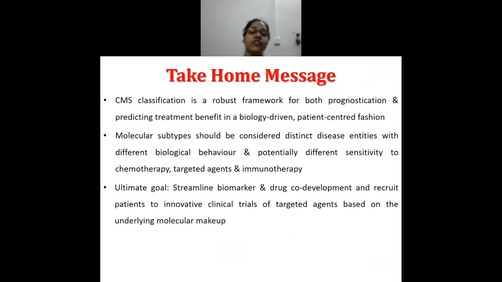To conclude, CMS classification is a robust framework for both prognostication and for predicting treatment benefit in a biology-driven, patient-centered fashion. Molecular subtypes should be considered distinct disease entities with distinct biological behavior and potentially different sensitivity to chemotherapy, targeted agents, and immunotherapy. The ultimate goal of this classification is to streamline biomarker and drug co-development, as also to recruit patients for the various clinical trials of targeted agents based on the underlying molecular makeup.